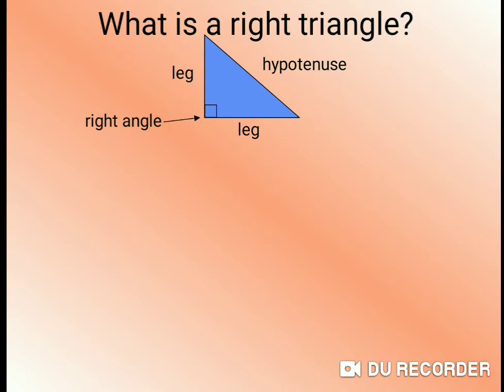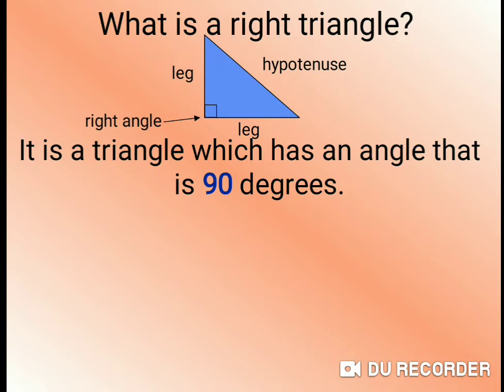Hello everyone. Today we're going to learn about Pythagoras' right angle triangle. Our topic is Pythagoras theorem. In order to understand Pythagoras theorem, we need to understand what a right angle triangle is, because Pythagoras theorem applies in right angle triangles. So first we will discuss what a right angle triangle is.